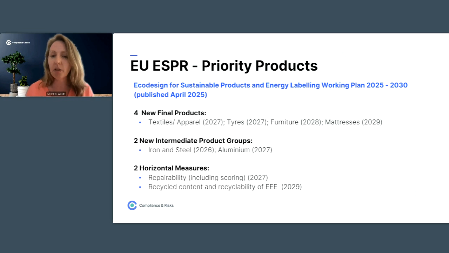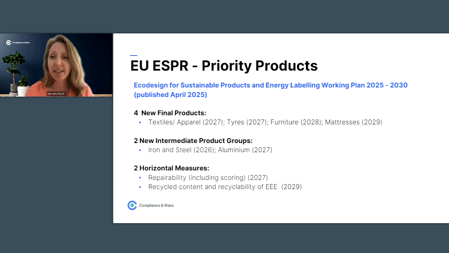So what products are we looking at? The ESPR, the first working plan, was published recently in April. Now, this lists the priority products which the EU Commission is going to look at for future eco-design measures under this framework, and also gives the timeline for adoption. So they have selected 4 new product groups, and the first is textiles and apparel. The timeline for adoption there is 2027, tires, again, 2027, furniture in 2028, and mattresses in 2029.